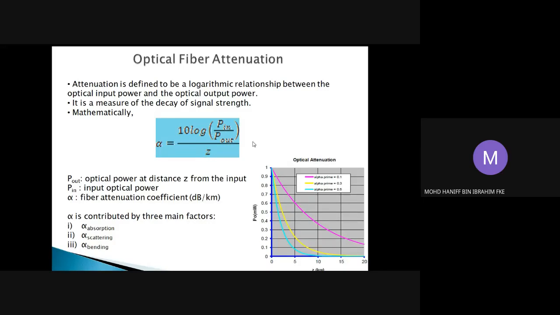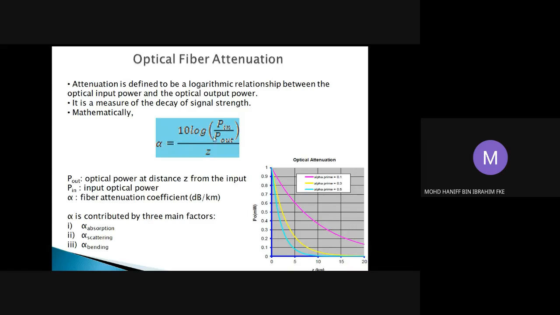Okay, so by definition, attenuation is a logarithmic relationship between the optical input power and the optical output power. We know that attenuation is a measure of signal strength decay. I believe you understand this very well. In mathematics, it is formulated based on this equation here, where alpha is the symbol for attenuation.